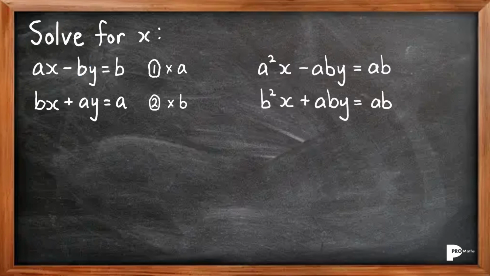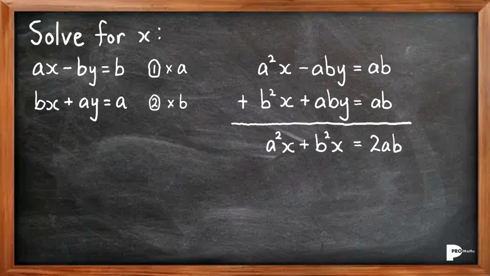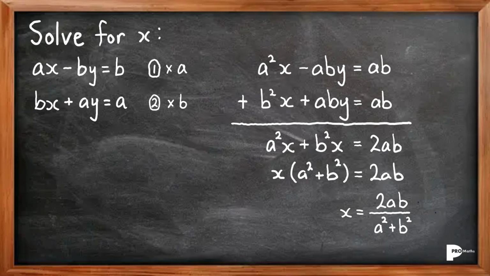Now, if we add the two equations, y will be eliminated. Let's do that. Conveniently, all the x terms are already on one side, so let's factorize. Now dividing both sides by a squared plus b squared gives us x equals 2ab over a squared plus b squared. We're done.